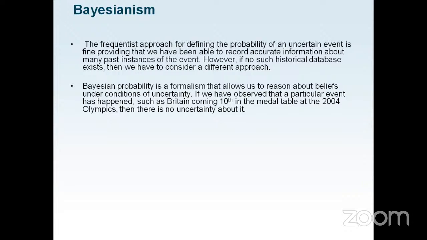Bayesian probability is the formalism that allows us to reason about beliefs under conditions of uncertainty. For example, if you have observed that a particular event has happened, such as Britain coming 10th in the medal table at the 2004 Olympics, then there is no uncertainty about it. So if in the past it has happened, we can be sure that this time also it can happen.